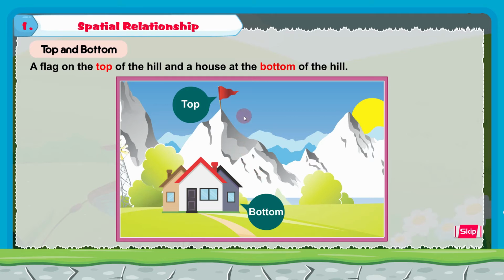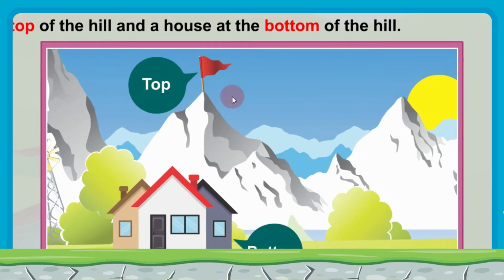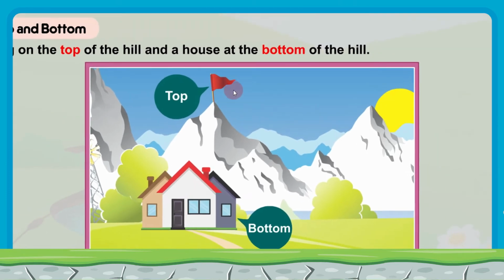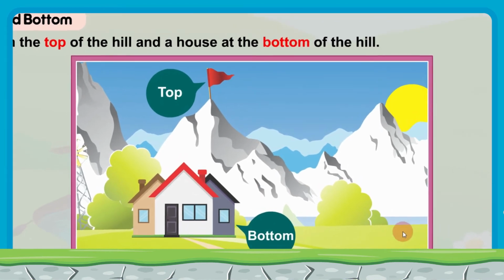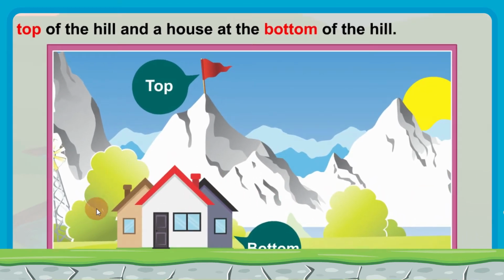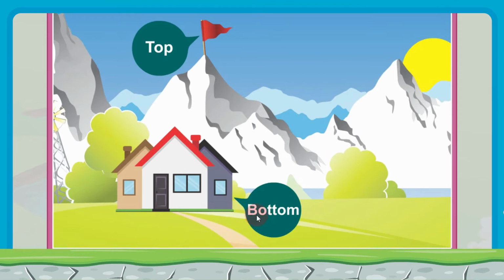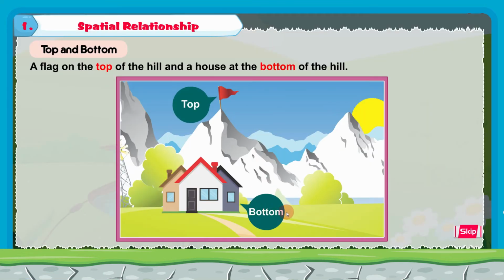So if you take the hill, we have a flag on top, T-O-P top. This is the top part and we have a flag here, and this is the bottom part of the hill and we have a house at the bottom, B-O-T-T-O-M bottom. Now let's read the sentence here. A flag on the top of the hill and a house at the bottom of the hill.